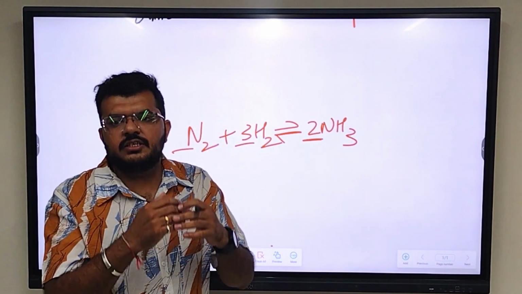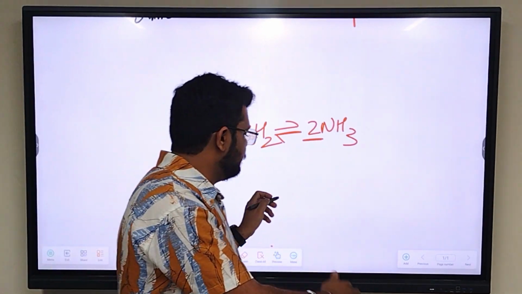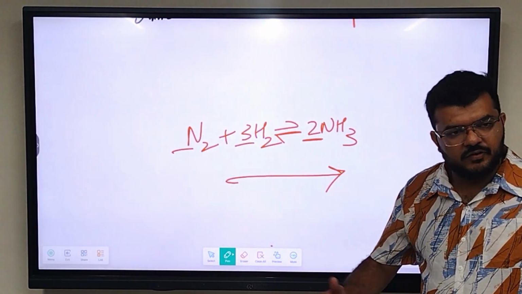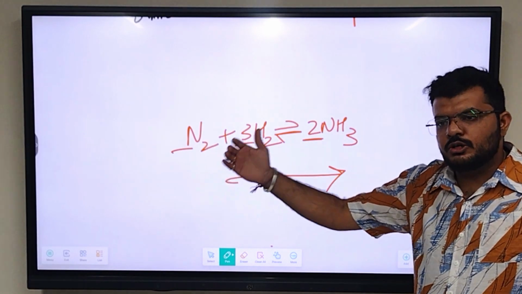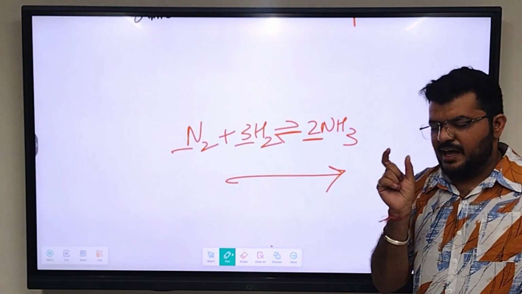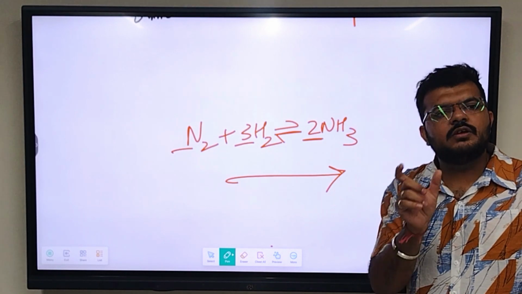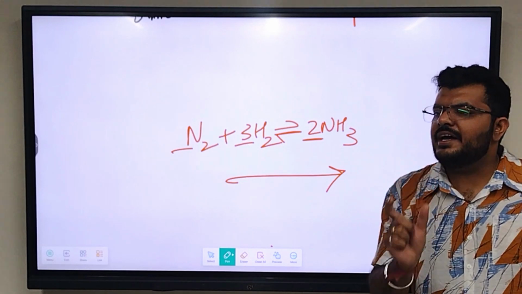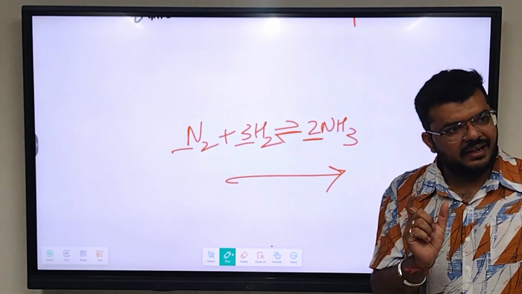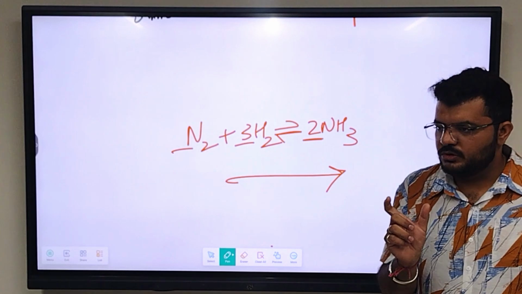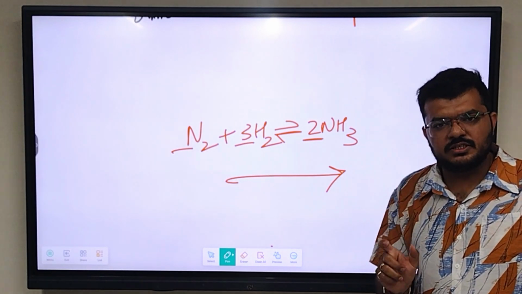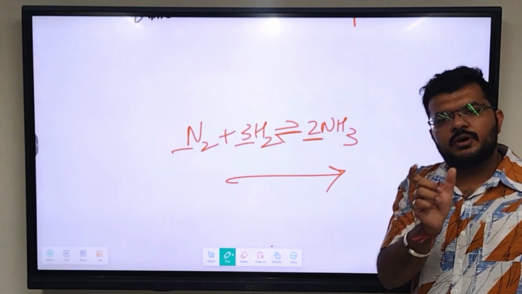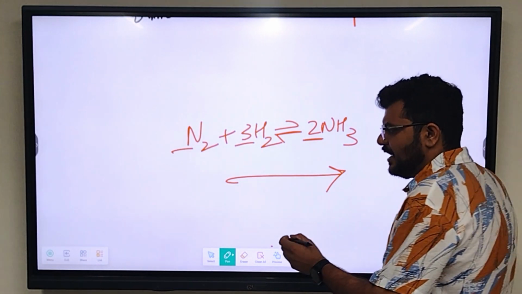So on increasing the pressure, the equilibrium shifts to the right, and on decreasing the pressure, the equilibrium shifts to the left. Now what should be your statement here? As the pressure increases, the equilibrium shifts to the side with lesser number of gas moles. Lesser number of gas moles. And when pressure decreases, the equilibrium shifts to the side with greater number of gas moles. Let's take an example.